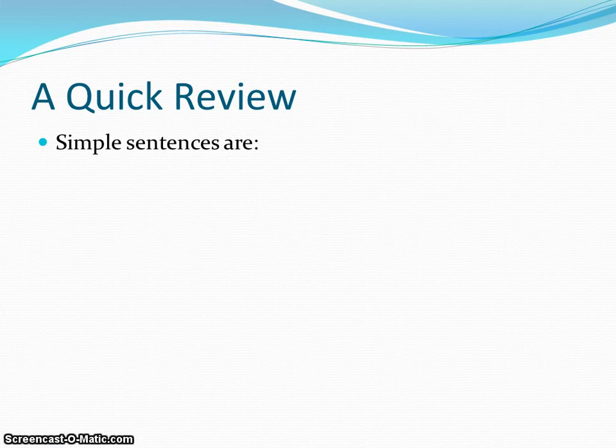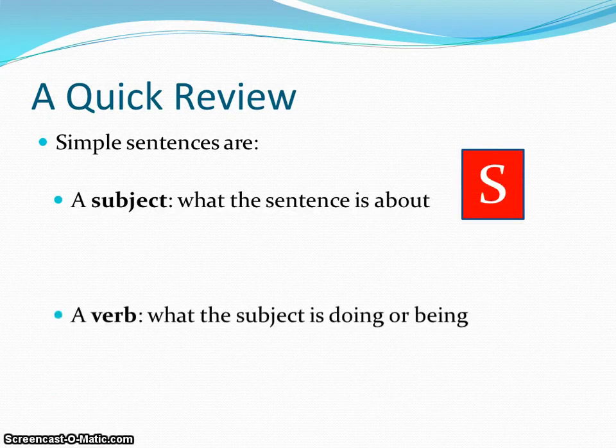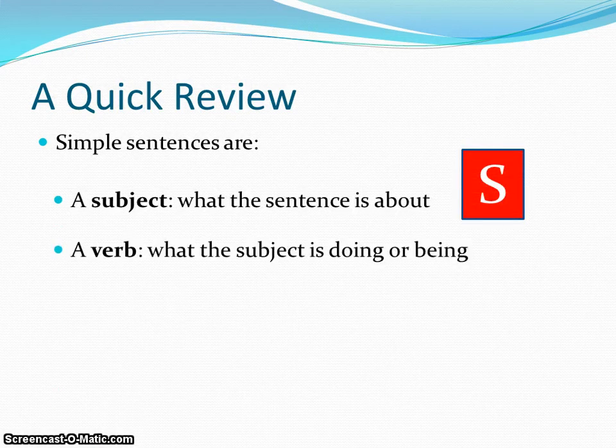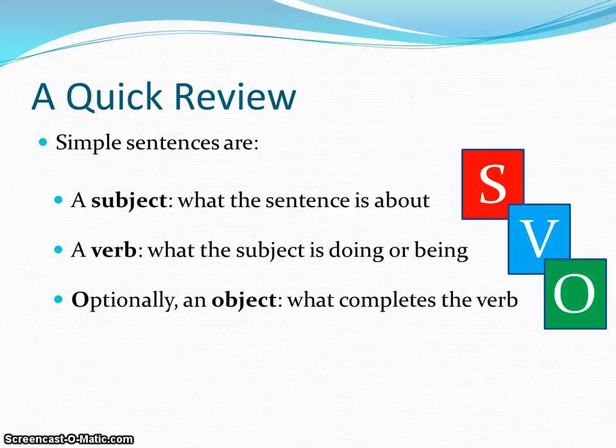Simple sentences, as we remember, have a subject, which is what the sentence is about. They have a verb, which is what that subject is doing or being. And we have optionally an object, whatever completes the verb. So, subject, verb, object. Sam kicks the ball. Sam is a noun, is your subject. The action Sam is doing is kicking, that is your verb. What is being kicked? The ball, that is your object.